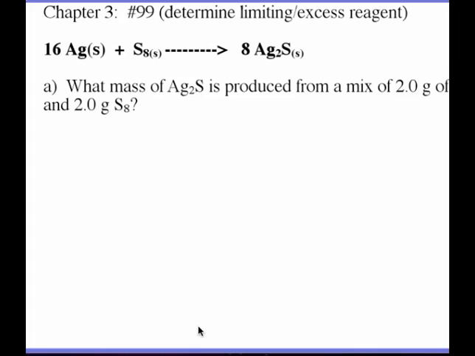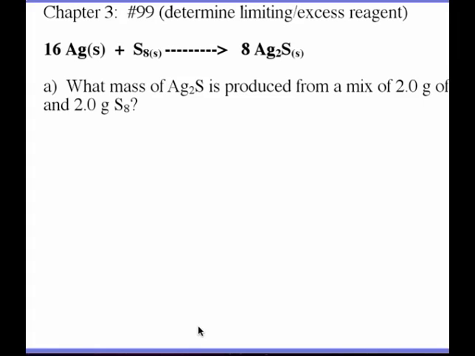This is given in your homework. We have the balanced equation right there. And this is one of the limiting reagent types we'll be working with. It's asking us what mass of silver sulfide is produced from a mix of 2 grams of silver and 2 grams of this S8 molecule.